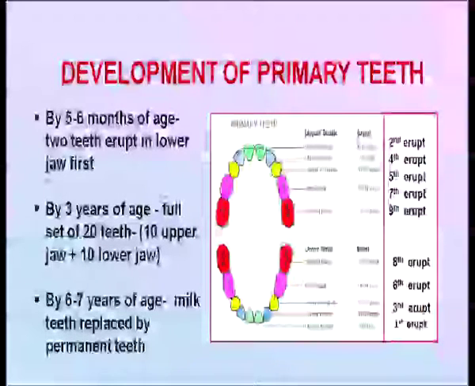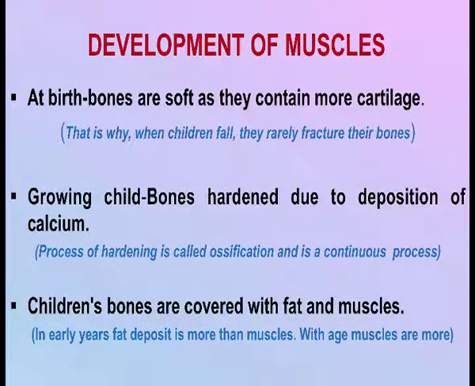So this is really very important for us to understand how the development of primary teeth takes place in the overall development of the child. Now we will talk about the development of muscles. Let's take first at birth.